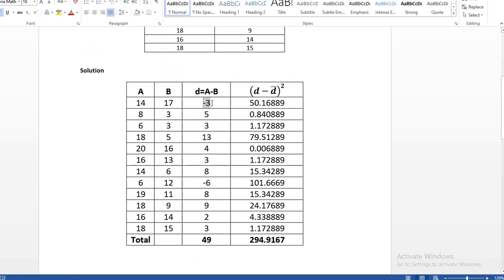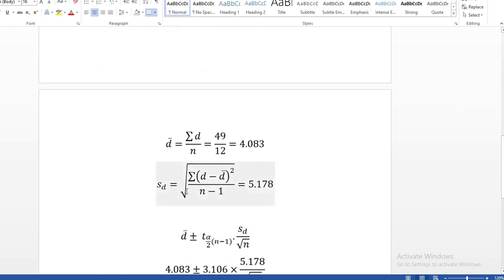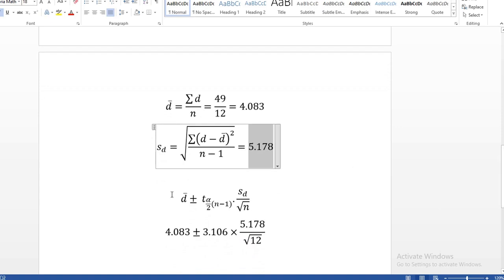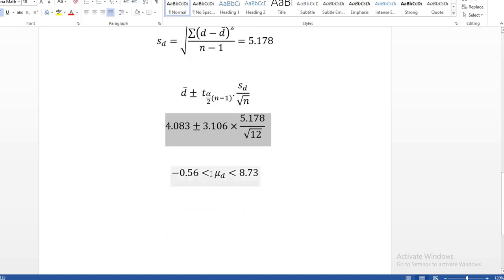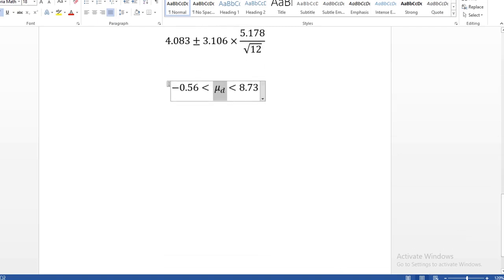Subtract each value of d from your d bar and take its square. This will give you all these values, and taking the sum of these values will give us the sum of squares of deviations of observations from their mean, divided by n minus 1. This is the estimate of the population standard deviation of the mean differences. Using this formula and placing all these values will give us the confidence interval for the population mean difference between two tastes. This was all my lecture today.